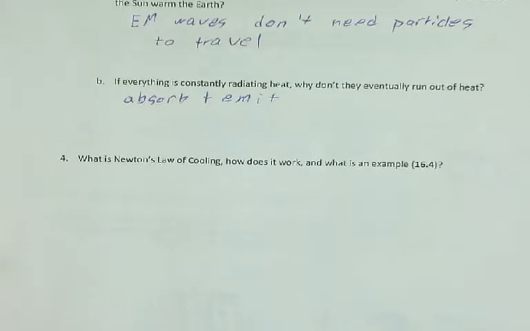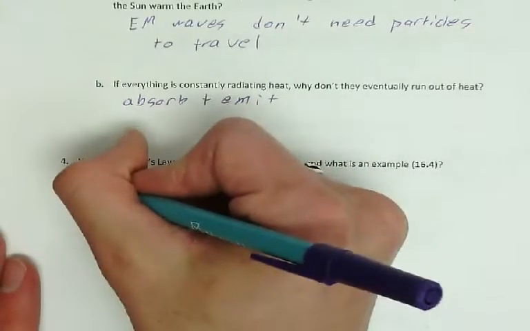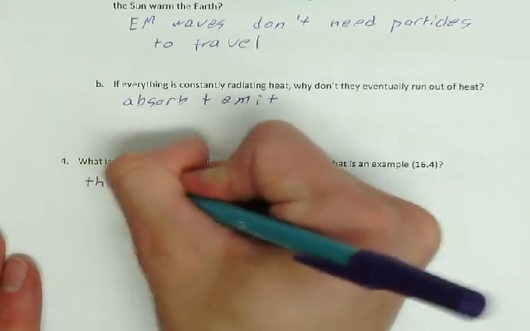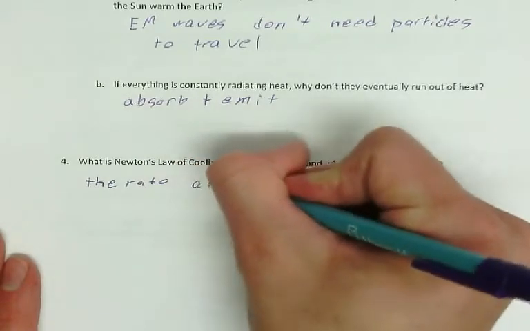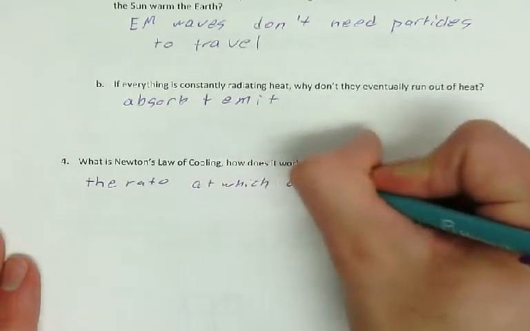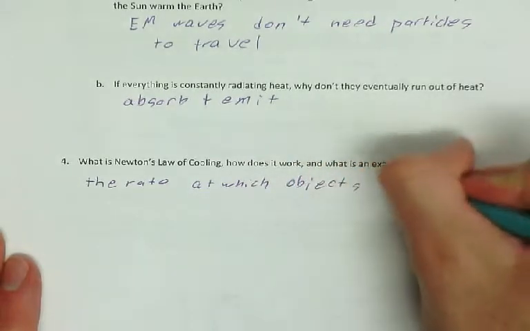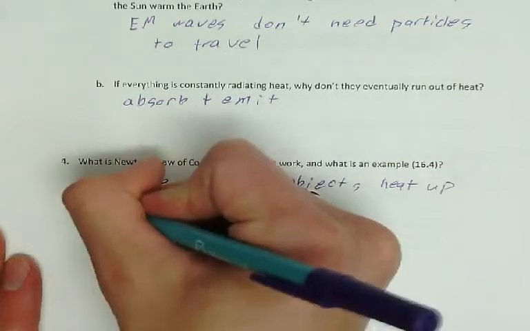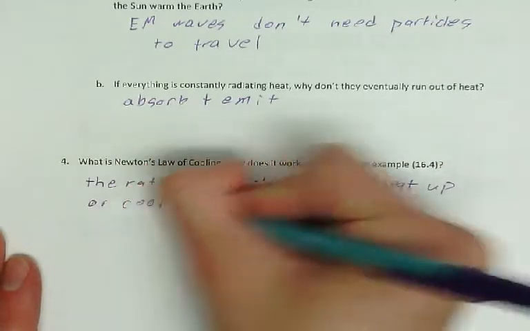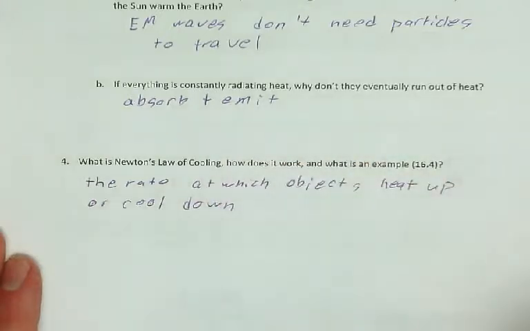All right. So it's the rate of cooling of an object by conduction, convection, or radiation, and it's proportional to the temperature difference, delta T, between the object and its surroundings. So it basically warms and cools objects within its surroundings. So it talks about the rate at which things heat up or cool down. It's called Newton's law of cooling, but it works for heating too.